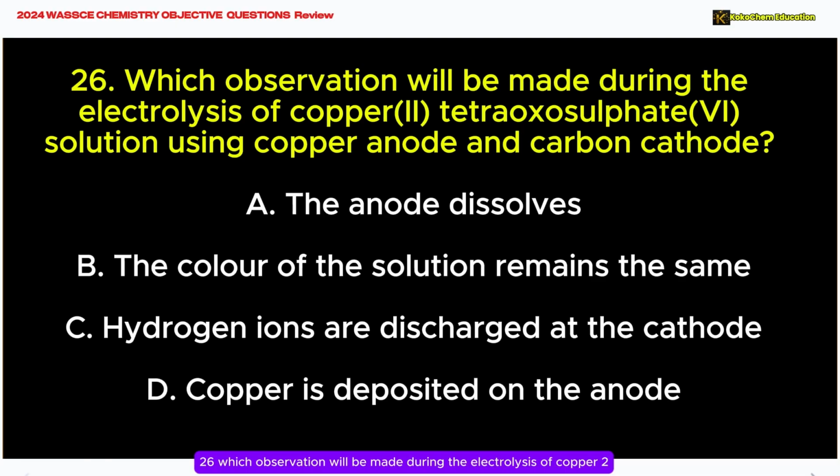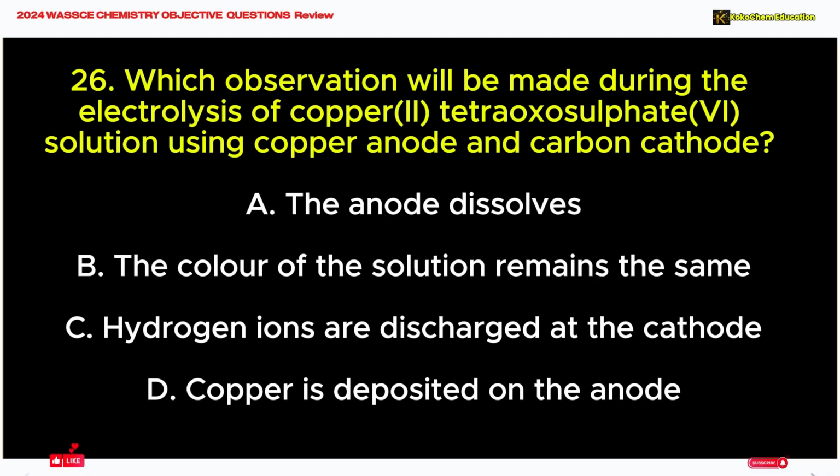26. Which observation will be made during the electrolysis of copper(II) tetraoxosulphate(VI) solution using copper anode and carbon cathode? A. The anode dissolves. B. The color of the solution remains the same. C. Hydrogen ions are discharged at the cathode. D. Copper is deposited on the anode.